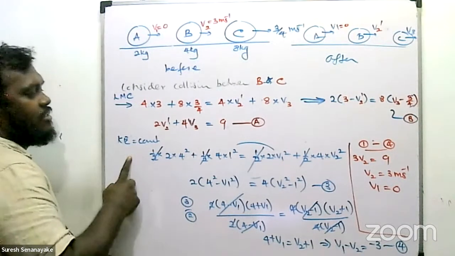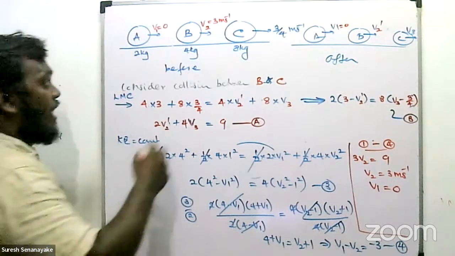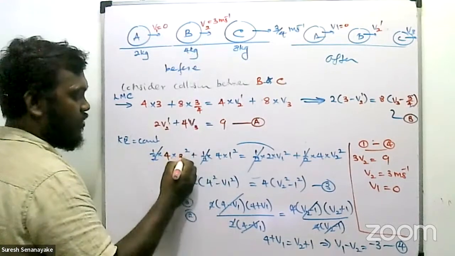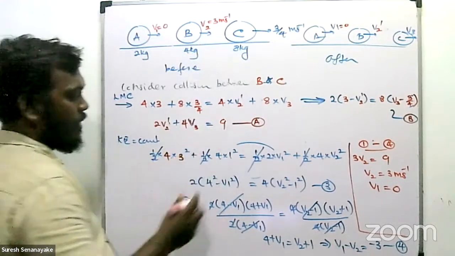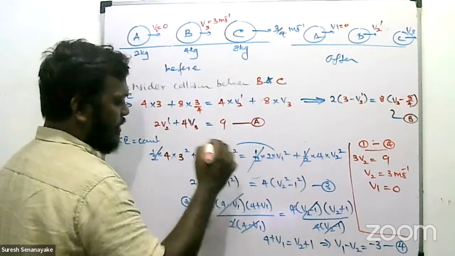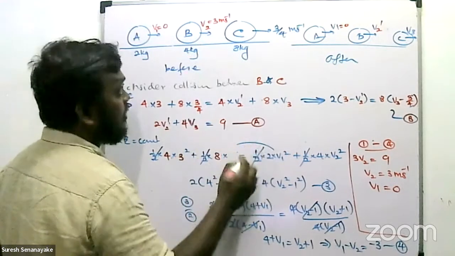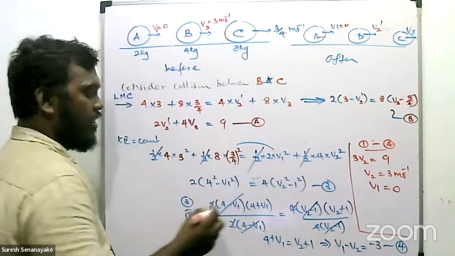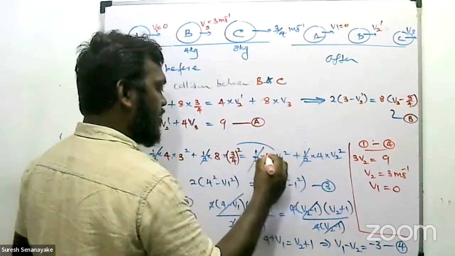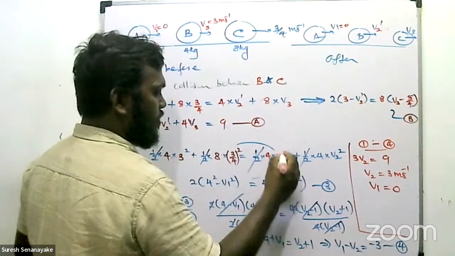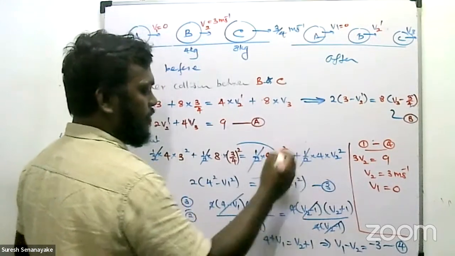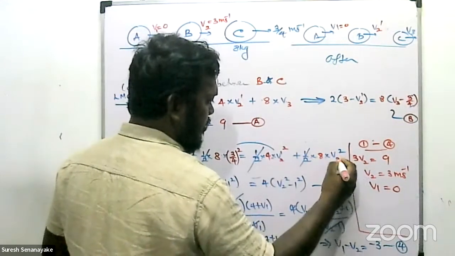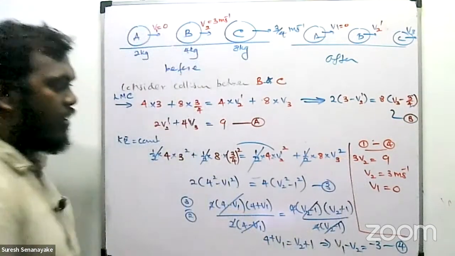So the kinetic energy is also constant there. The kinetic energy of B is 4 into, now it is moving with 3 meters per second, and C has the mass 8 and its velocity is 3 over 4, the square of that. And after the collision, this is 4 into v2 dash square, and this 8 into v3 square. Right.